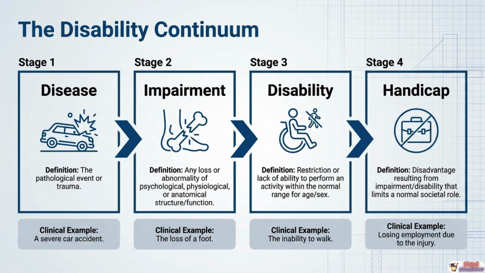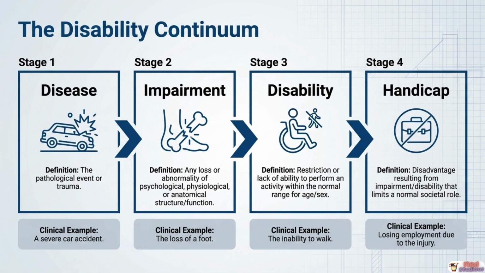Impairment is defined at the organ or body part level. It is a deviation from normal biomedical structure or function. Stage 3 is disability, the restriction or lack of ability to perform an activity within the normal range expected for a person of that age and sex, resulting from the impairment. The clinical example is the inability to walk, a functional limitation at the level of the whole person.